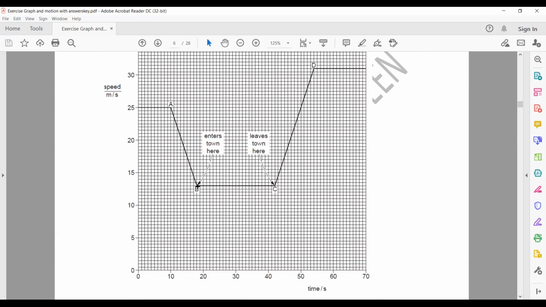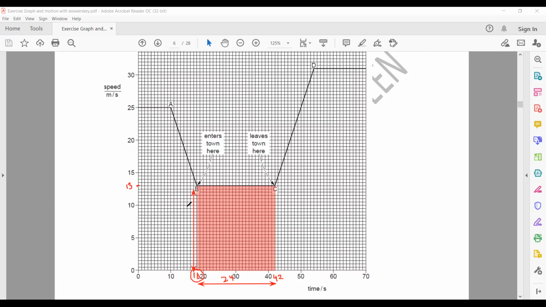In a speed time graph, when we are calculating a distance, we take the area under the graph. When it entered the town, the time was 18, and when it leaves the town, it is 42. So the time interval from start to end will be 42 minus 18, equal to 24. And the height, each box is representing 0.5, so 10.5, 11, 11.5, 12, 12.5, 13. So the height is 13. So 24 multiplied by 13.